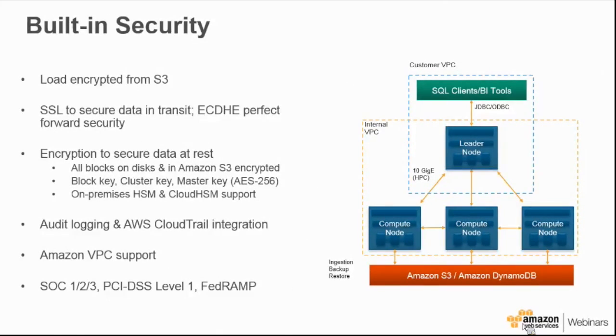Redshift also provides very granular audit logging capabilities. So it's also integrated with CloudTrail so that all your APIs are logged and can be analyzed at a later point. VPC support, of course, is a default for most of the AWS services today. We also have several compliance activities that we underwent, including PCI, FedRAMP, and HIPAA.